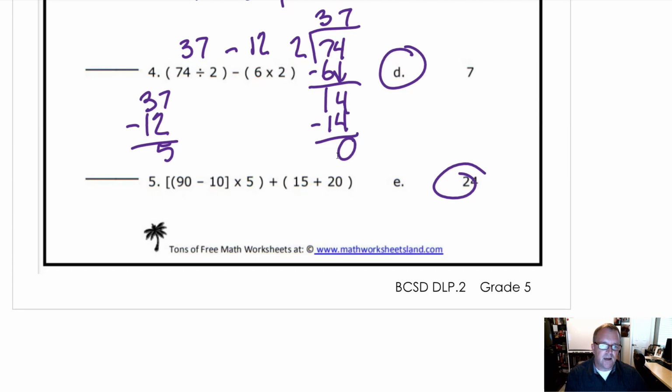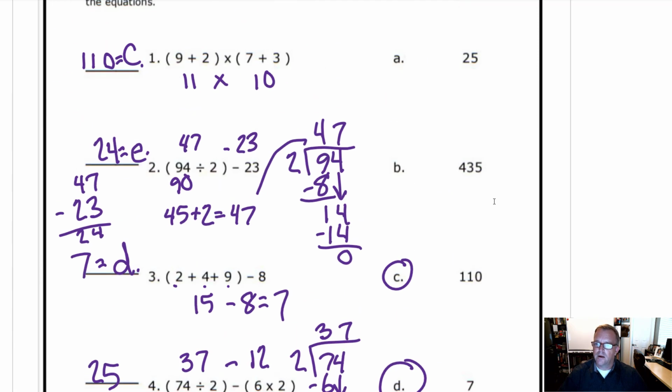Okay, 7 minus 2 is 5. 3 minus 1 is 2. So our final answer is 25. And I know I saw a 25 at the top. I think it was A. Yep.